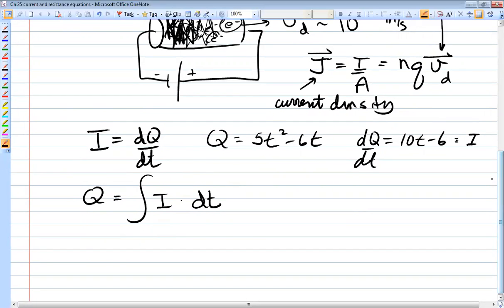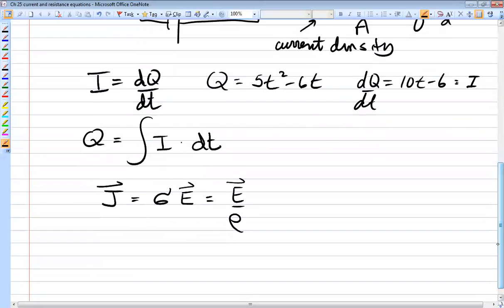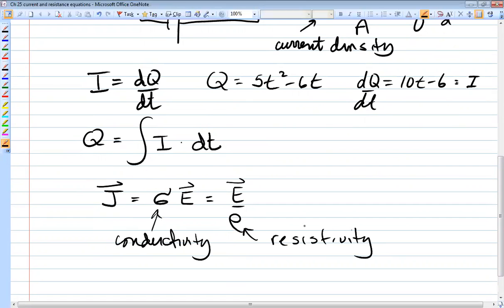Okay, the next thing to think about is Ohm's law, and the actual form of Ohm's law is that J is equal to sigma E, or E over rho. Now that doesn't look like Ohm's law, V equals IR, but in fact this is Ohm's law. When the current density is proportional to the electric field, the proportionality constant, sigma, is called conductivity. That's how well the material conducts. And rho is called resistivity. That's how much it resists electric current.